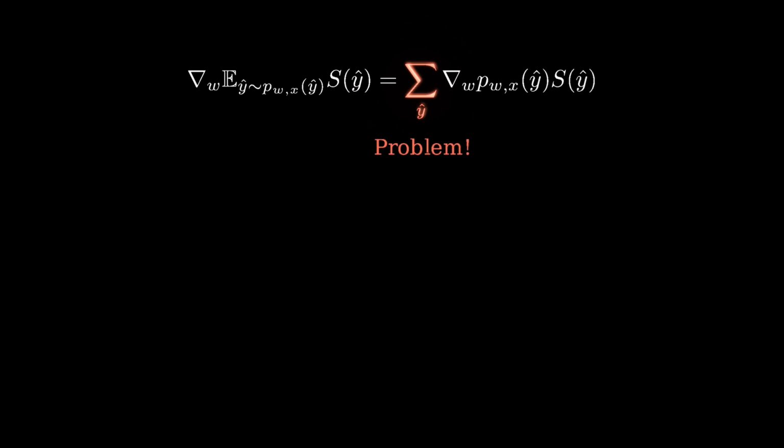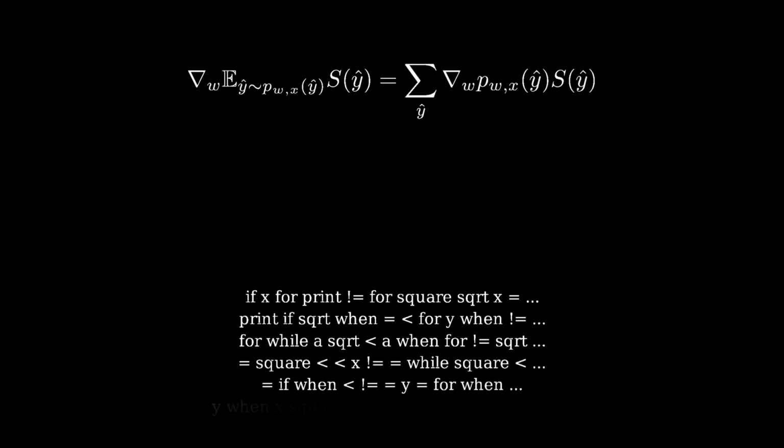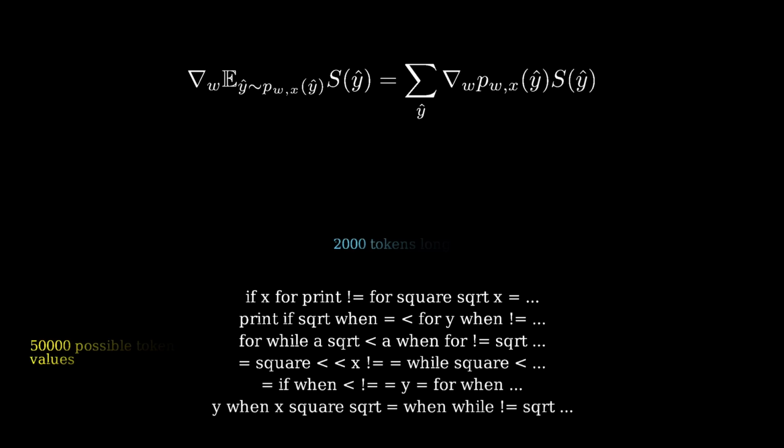And, wait a minute, we have a problem here. In order to compute this gradient, we need to run the score function on every possible output. And for our programming task, an output is, well, a block of text. Supposing we have a maximum output size of 2,000 tokens and a standard vocabulary size of 50,000 tokens, the number of possible outputs is 50,000 to the power of 2,000.